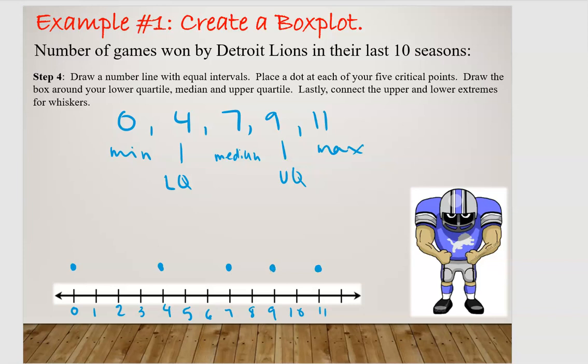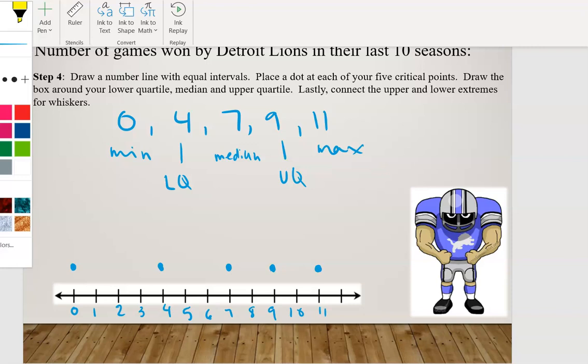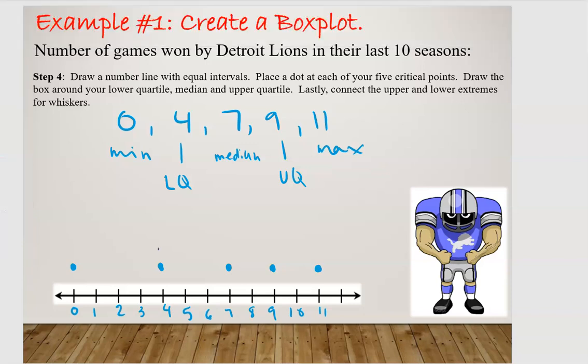So to make my box and my whisker, I need to draw a box from my lower quartile to my upper. So from 4 to 9 is going to be my box, having my median right in the middle right here. And then I'm going to attach my whiskers by going from my upper quartile to my max and my lower quartile to 0. So here we have our complete box and whisker from minimum to lower quartile to median to upper quartile to maximum.